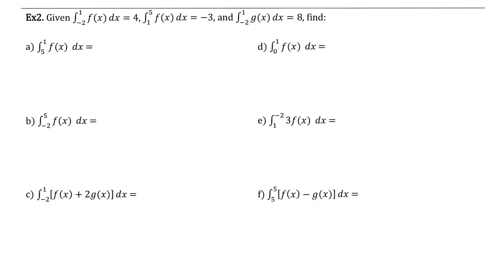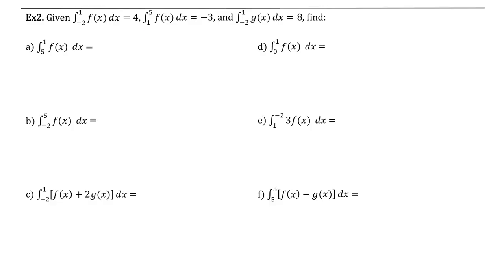Okay, example 2 is the same idea. We're going to use the properties to evaluate the integrals, and they're going to give me given information, which is going to be useful, or it might not be useful enough, and I'm going to say there's not enough information. Okay, so the first one is I want the integral from 5 to 1 of f of x dx. Do they give me 5 to 1? No. They give me 1 to 5, though.